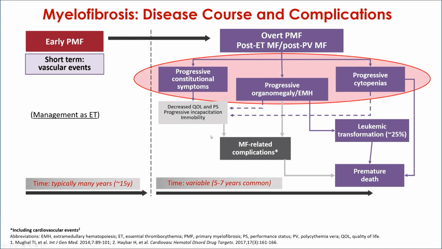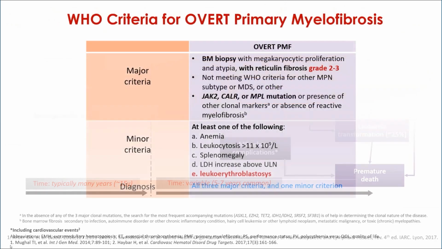These people have bad quality of life, big organs, spleen and liver, and bad bone marrow function with cytopenia. So these are the three main reasons why we treat these patients: for symptoms, spleen, and anemia, I should say, progressive cytopenia, typical anemia. A quarter of them go to acute myeloid leukemia, but others progressively get weaker and die from myelofibrosis-related complications after 5 to 7 years.